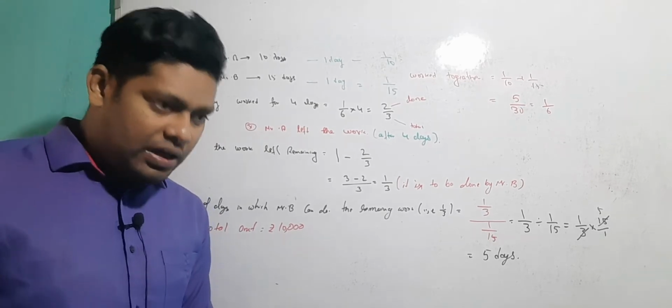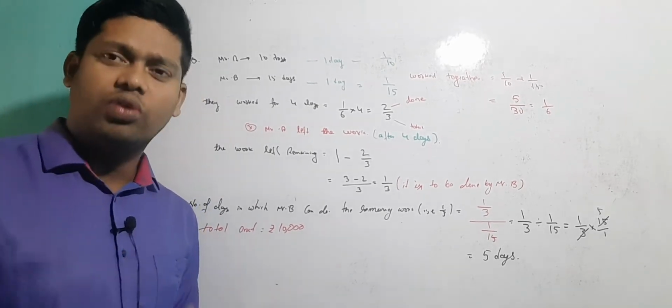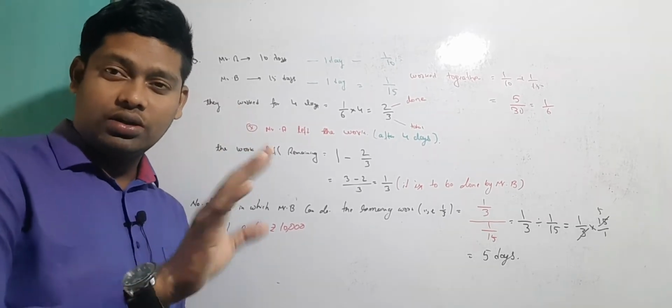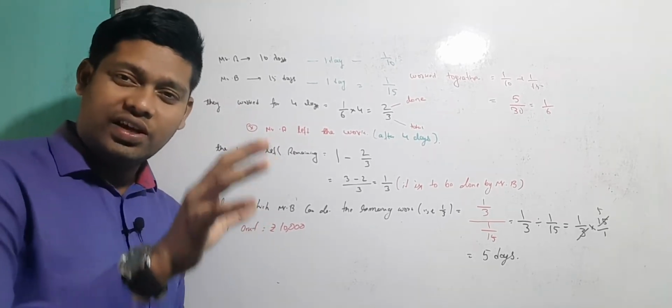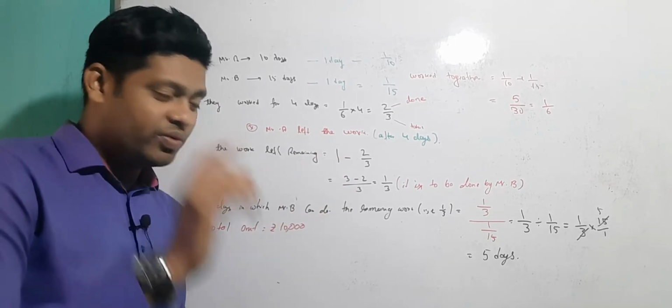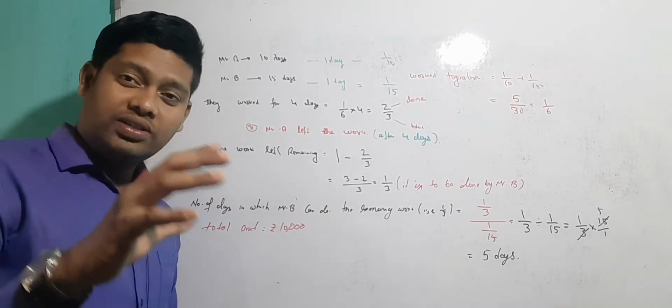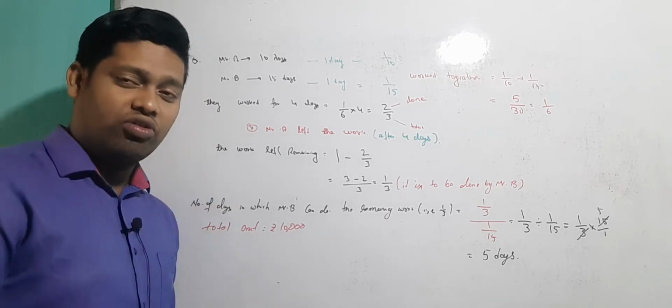It may be that Mr. A is working for 10 days, but he's not doing anything. He's sitting idle. We do not do the calculation over the number of days. We will see the work being completed. For one complete work, he will pay me 10,000. So how much did he do? Over that we need to do the calculation. It's not the number of days.